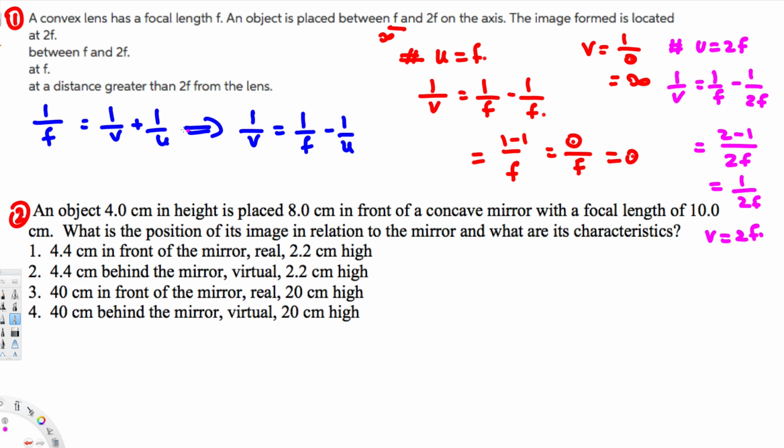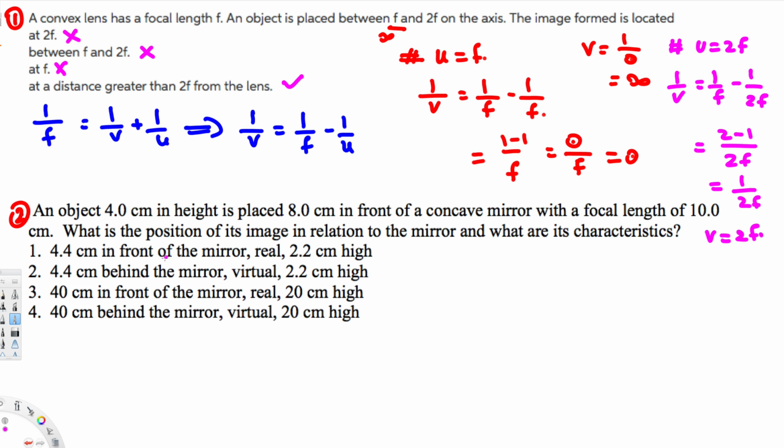Now let's look at the answers. So the first answer says at 2f. This is partially correct. It's from 2f to infinity. Now let's see the second one, between f and 2f. That is not true because it's 2f to infinity. At f, not true. At a distance greater than 2f from the lens. So this one is correct because 2f to infinity matches greatly. So this is also wrong.